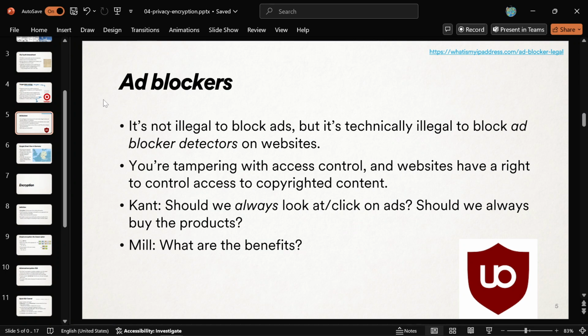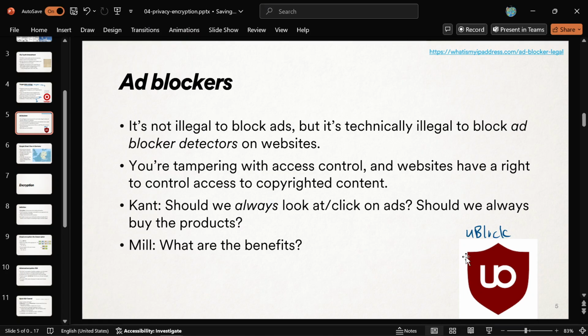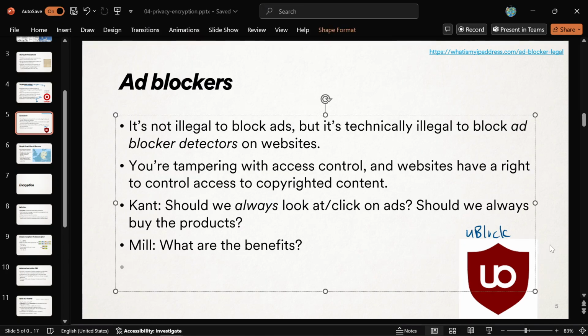Next, I want to talk about ad blockers. I am a huge proponent of ad blockers. I will just tell you that right now. I hate ads on the internet. There's this thing called uBlock Origin. You can't really get it very easily on Chrome anymore, so I highly encourage you all to switch to Firefox and install this ad blocker. It will make your life so much better on the internet.